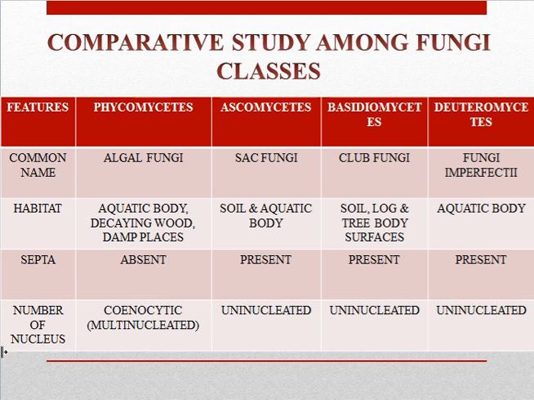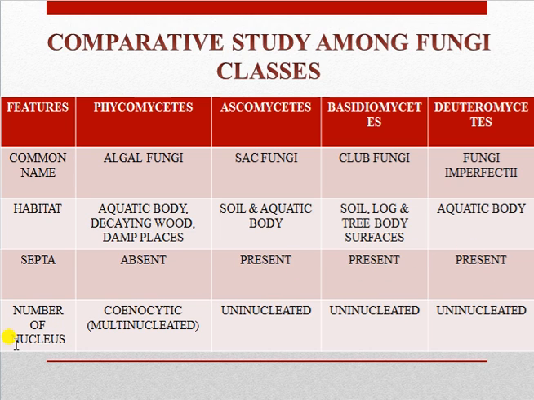Okay, next, based on the presence or absence of septa, we have differentiated them. We all know that Phycomycetes are aseptate fungi because septa are totally absent. But if you consider Ascomycetes, Basidiomycetes and Deuteromycetes, you can see the septa are present. So for all of them I have written present.